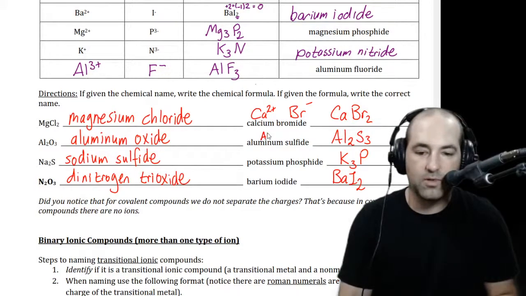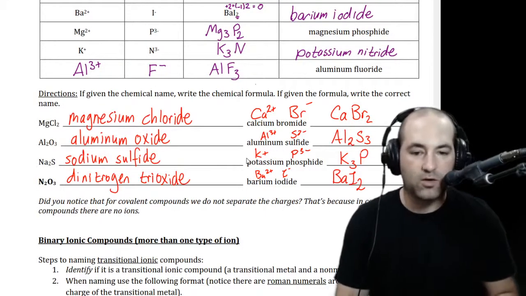Similarly with aluminum and sulfide, Al3+ and S2-, potassium K+, phosphide P3-, barium Ba2+, and iodide I-. Quick review there.